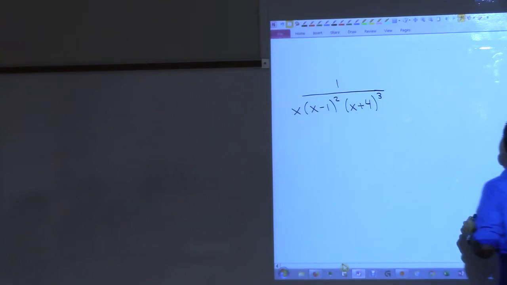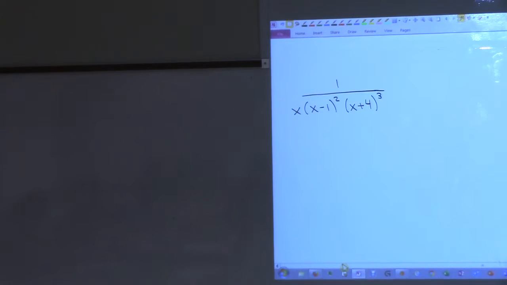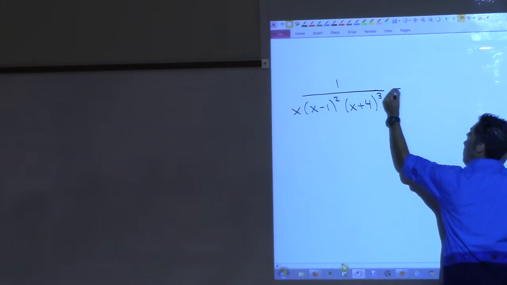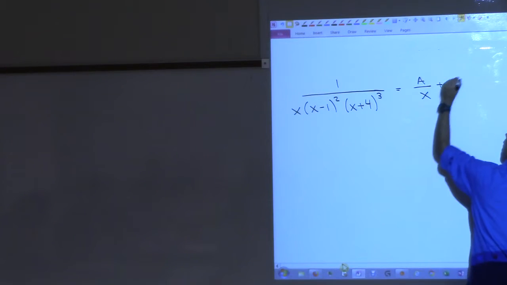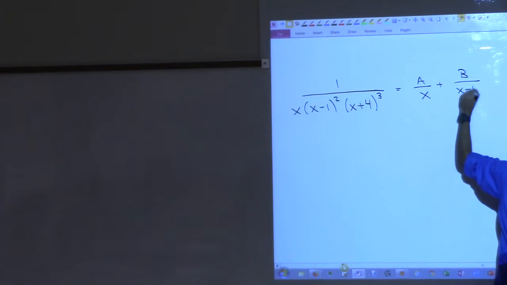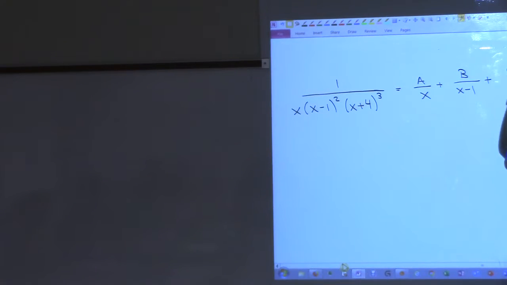What would our partial fraction decomposition of that have to look like? A would be over x. It would be A over x, plus B over x minus 1, plus C over x minus 1 squared, and then D would be over x plus 4, and then E would be over x plus 4 squared. F would be over x plus 4 cubed.